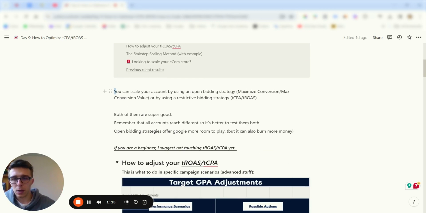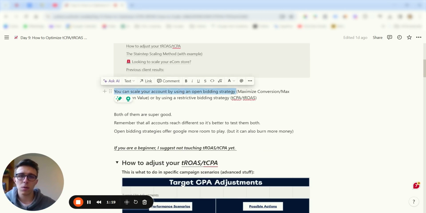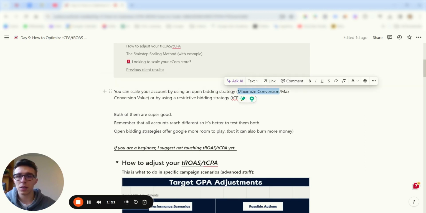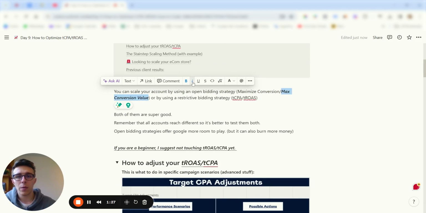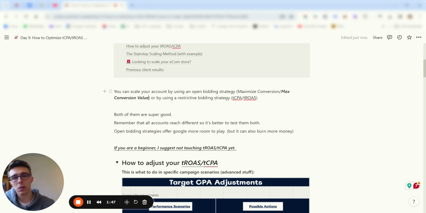Well, you can scale your account by using an open bidding strategy, which is maximize conversions or maximize conversion value. I recommend scaling with maximize conversion value. Usually it's much easier. But if you want more control, and a lot of advertisers want a lot of control and, how can I say it, consistency when it comes to their sales, I suggest you switch to a target ROAS or a target CPA depending on how your store is structured.